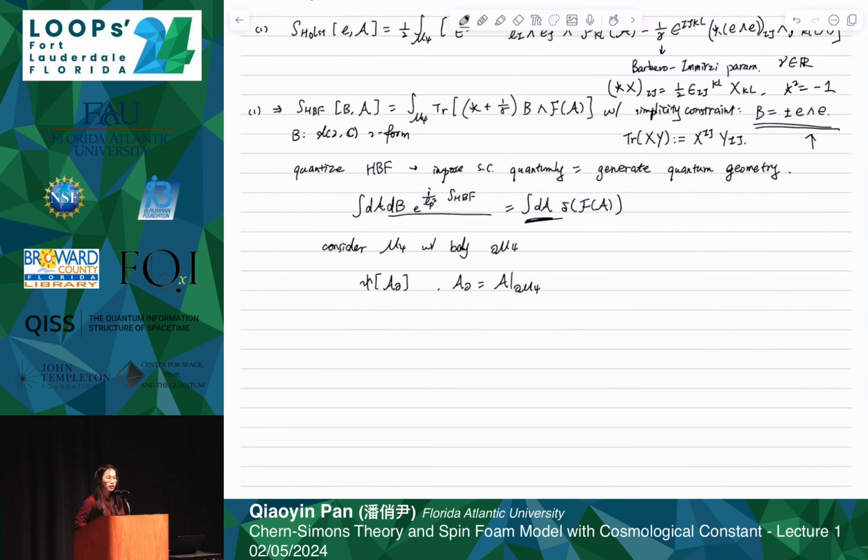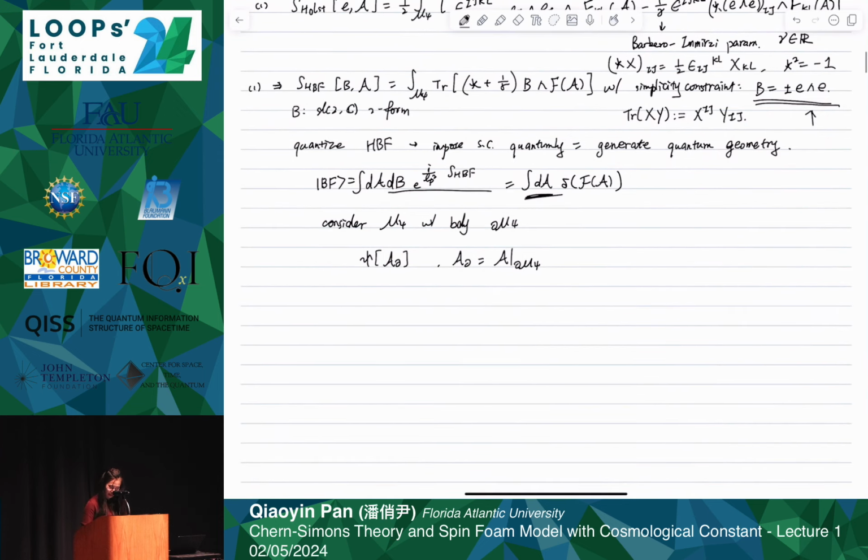When we have the boundary state or boundary condition, then this partition function, this path integral, can be seen as a state. I will call it the BF state. Then the BF amplitude is defined as the inner product of this boundary state and this BF state, or explicitly just the integral of delta of curvature, coupled with the boundary state.